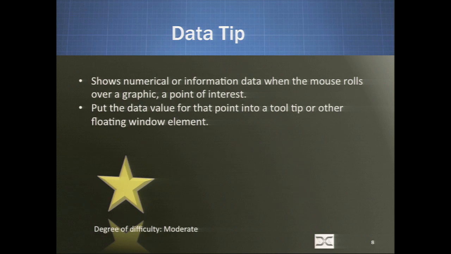So the first design pattern is a data tip. A data tip is what you see in Google Finance, which is displaying a lot of graphs, and you have a sort of tooltip, and it shows you numerical information that you would like to display to the user. So it's a way of saving real estate, and this is obviously a visual metaphor.